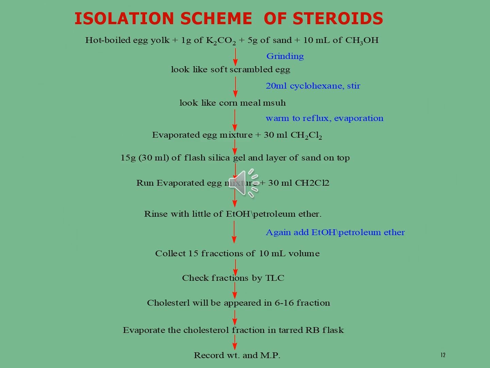Let's see the isolation and purification of steroids. This is the specific method for the extraction and isolation of steroid molecules. In this method, we will take hot boiled egg yolk in which 1 gram of potassium carbonate is added. After that, 5 gram of sand and 10 ml of methanol is added. The whole material is ground and we will get the soft scrambled egg material.